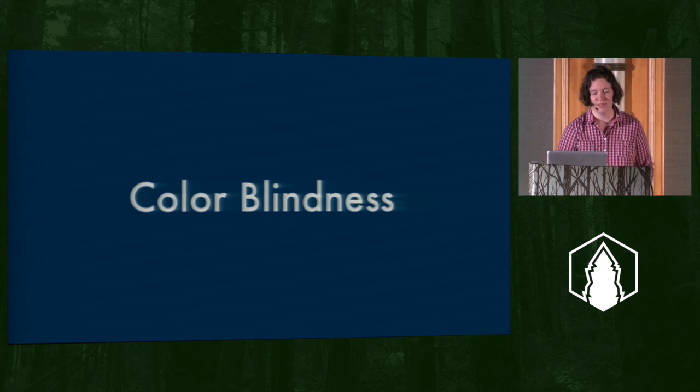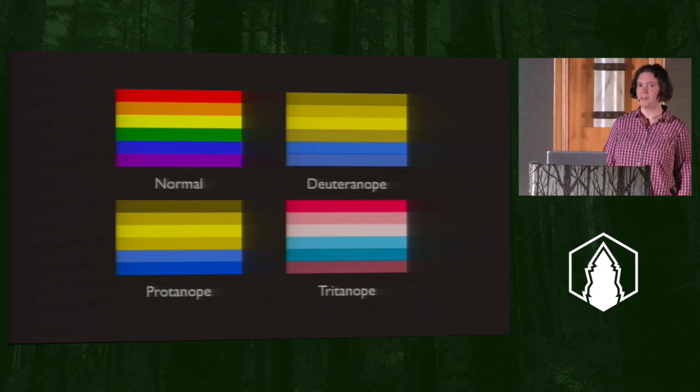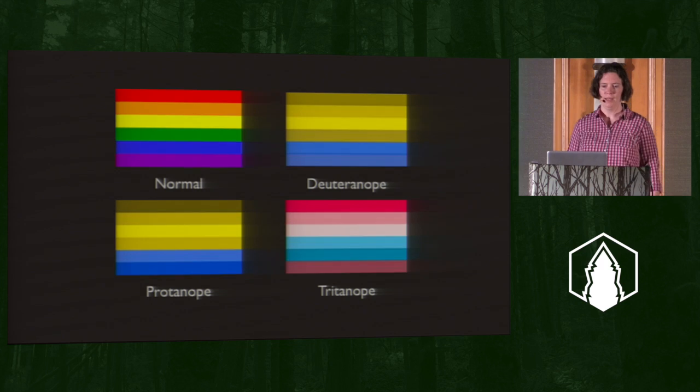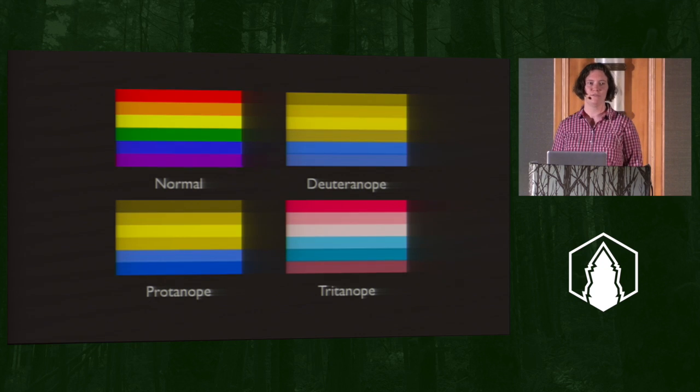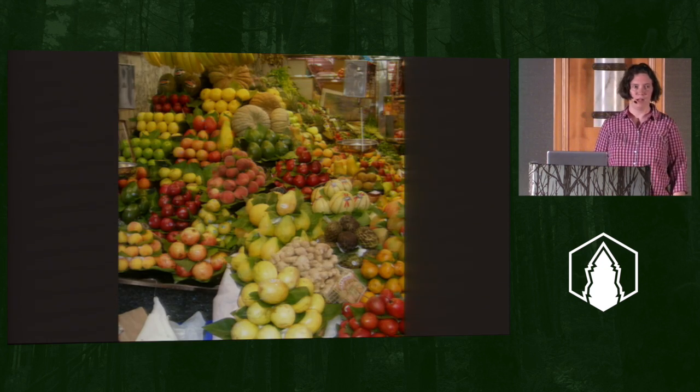There are different types and severity levels. Here's an example of 3 different types of color blindness. The top left rainbow right there is what a normal person with normal color vision would see. And the other 3 rectangles are the same rainbow as somebody with color blindness would see them. So you can see that the colors look very different. The most common type of color blindness is green and red color blindness, which makes reds look like greens.